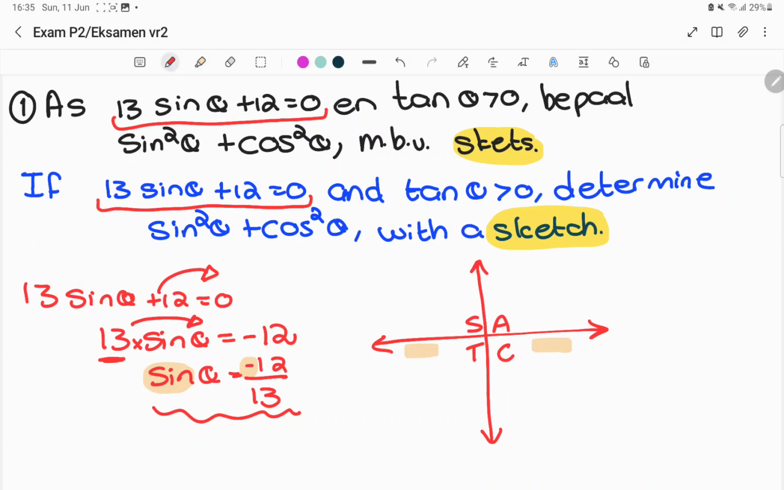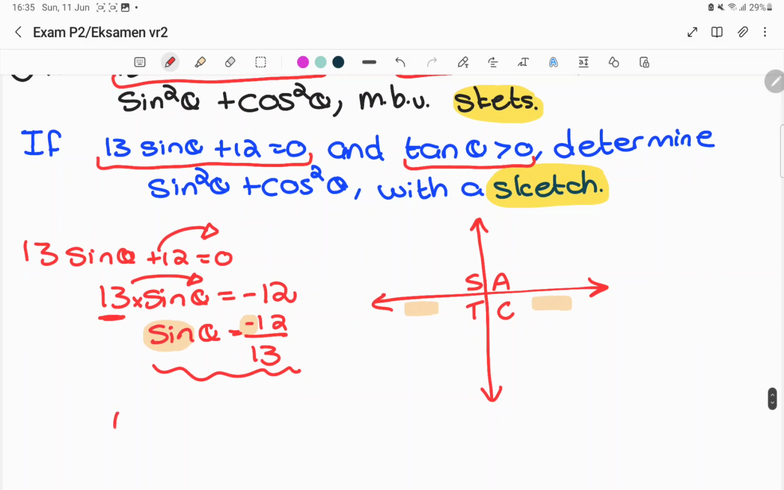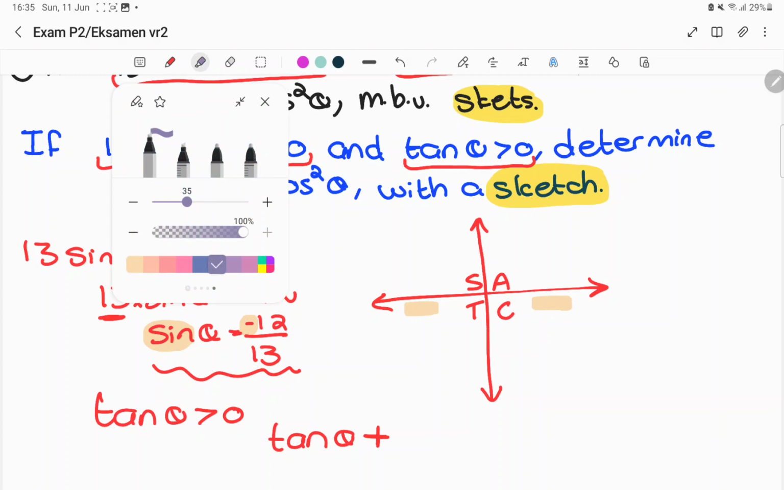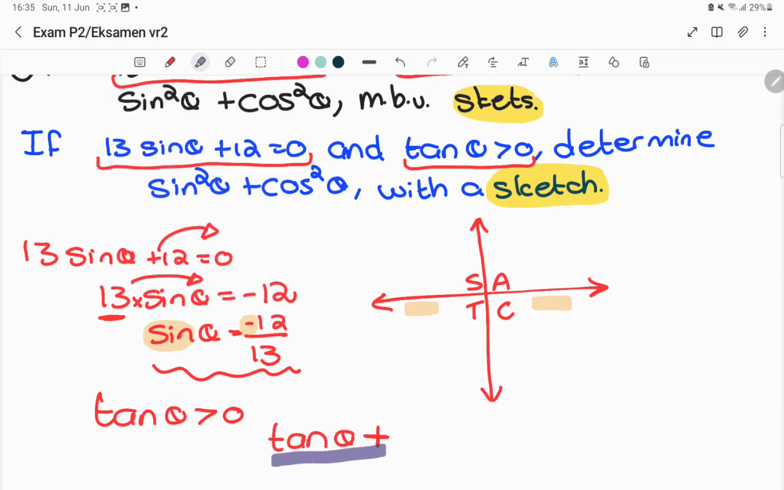Right, now we go on to the second part of information. So now they say, and tan theta is greater than 0. Right, so tan theta being greater than 0 means that tan theta has to be positive. Alright, so now we're going on to the next thing. So where is tan theta positive? So tan is positive in my first quadrant where everything is positive, as well as in my third quadrant where tan is.